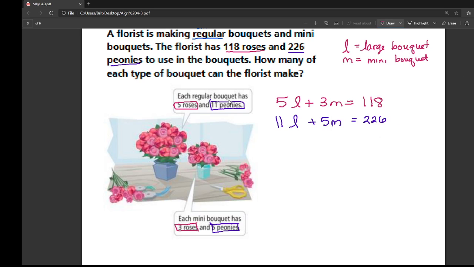So I'm going to take this red equation and multiply the red equation by 5. So 5L times 5 is 25L. 3M times 5 is 15M. And 118 times 5 is 590.